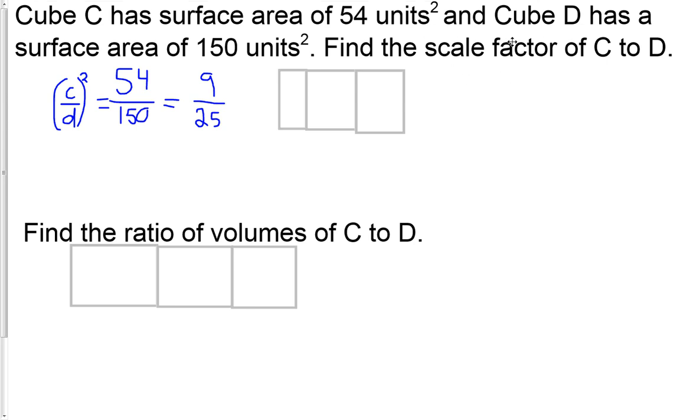Reminder, scale factor is A over B. So if I want C over D, because those are the letters I use for this one, we're going to square root that. Square root of 9 is 3, square root of 25 is 5, so the answer is 3 to 5, and I made a typo there. It's not 4, 3 to 5.